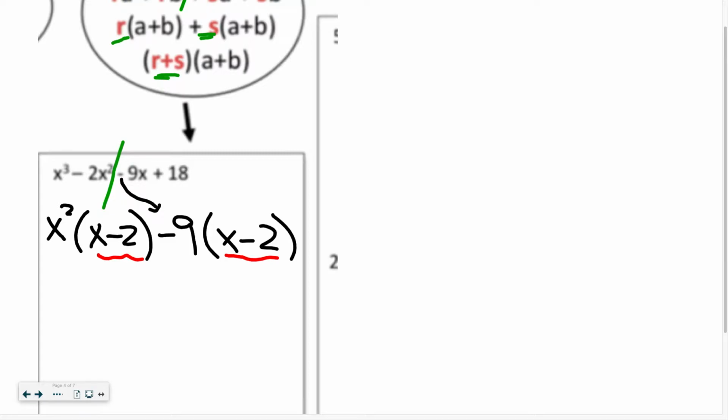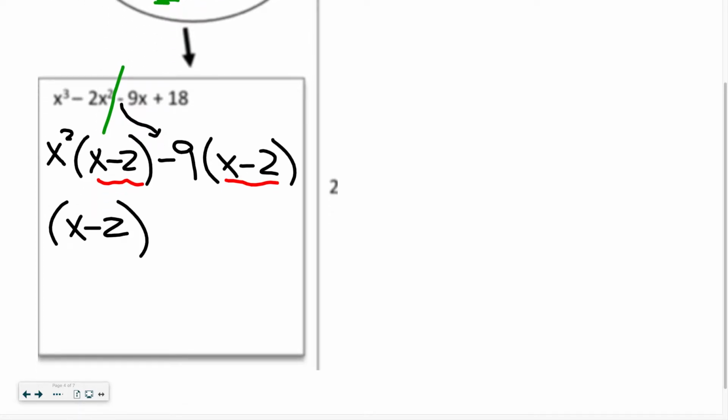Question? Okay. So now that those two match, that's one of your factors. So you only write that factor one time because you're undistributing it. Your other factor is made up of these coefficients or greatest common factors that you took out. So my other factor is x squared minus 9.